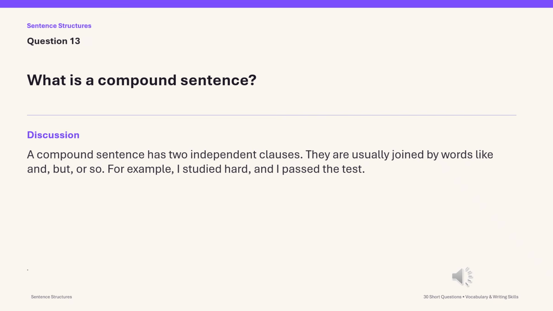So, the example I have used here is: I studied hard and I passed the test. Here, I studied hard is one complete idea and I passed the test is another complete idea. Both of them can stand alone as separate sentences. So, together they form a compound sentence.